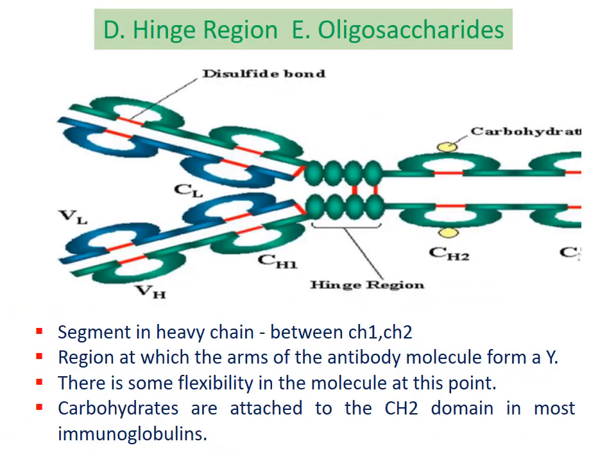hinge region. We have already seen that the hinge region is present between the CH1 and CH2 of the heavy chain. Just like our body joints, where we can move the body parts, here also some flexibility is possible in the hinge region. Now, oligosaccharides means carbohydrates. These carbohydrate molecules are attached to the heavy chain, most commonly in the CH2 region of the immunoglobulin, but they can be present anywhere.